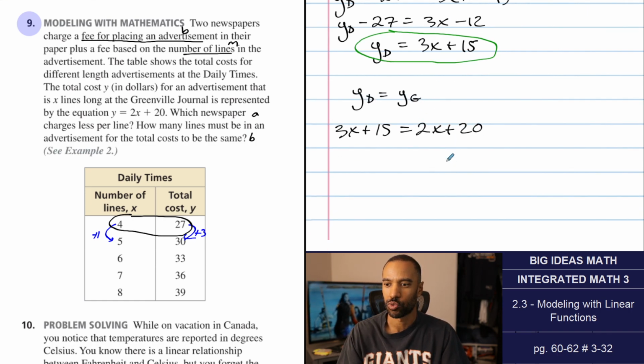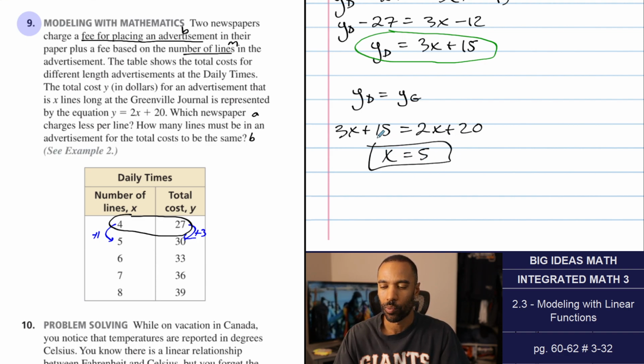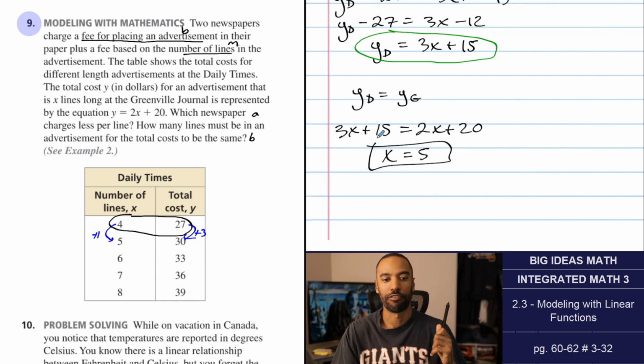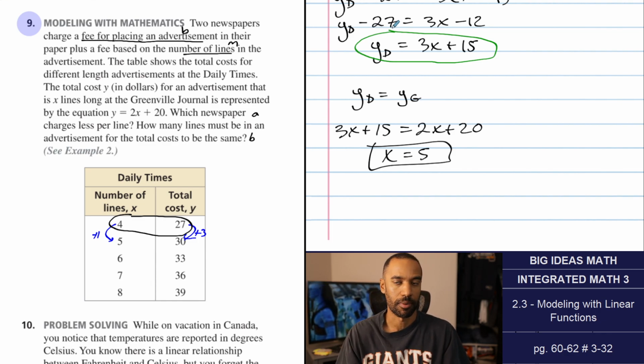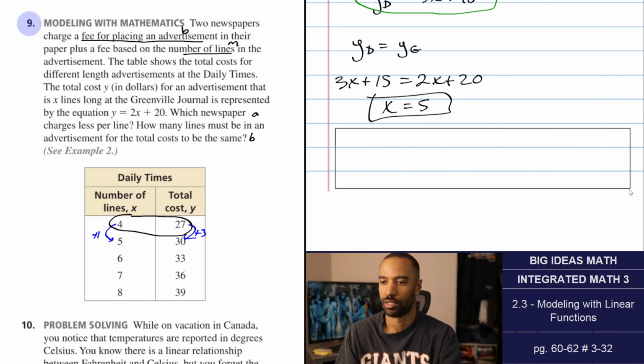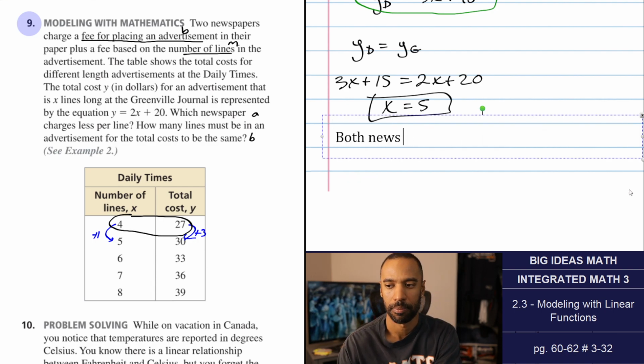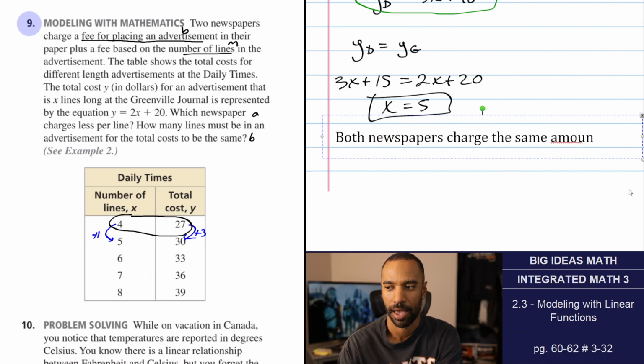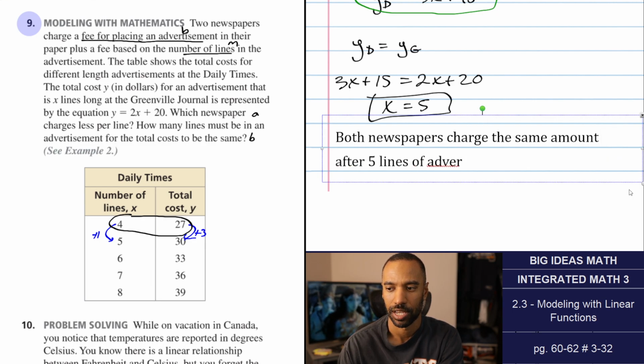But now we solve for x. We subtract 2x from both sides, subtract 5 from both sides. X equals 5, which is a way of stating what? After 5 lines, you spend the same amount. Both newspapers charge the same amount after 5 lines of advertising.